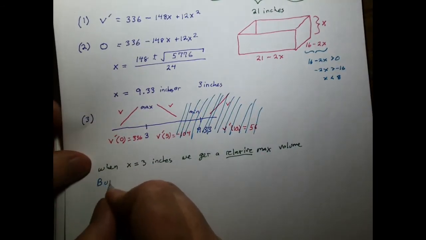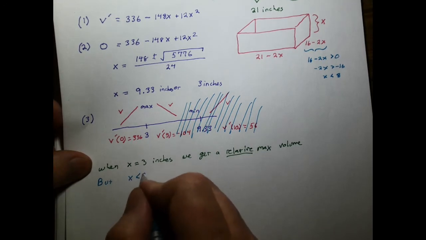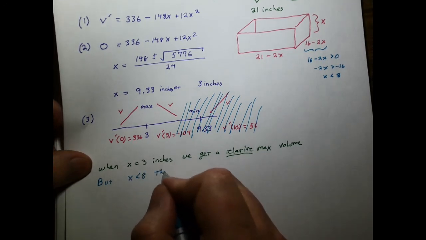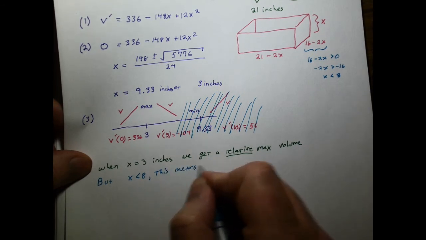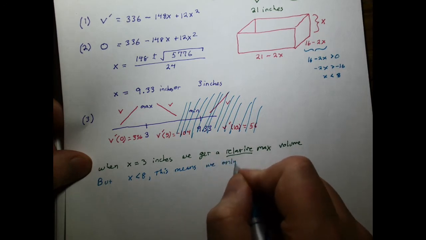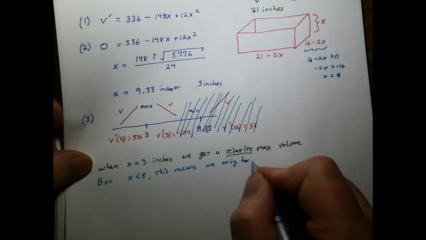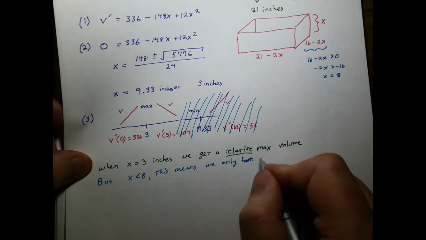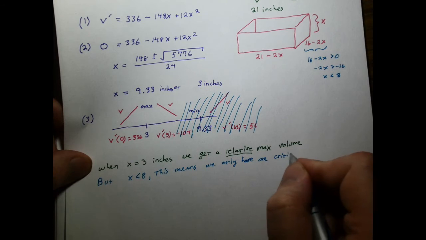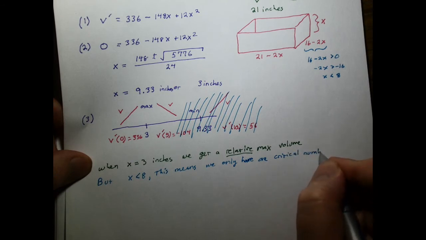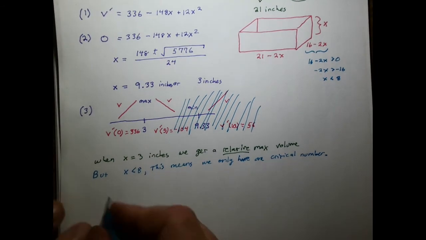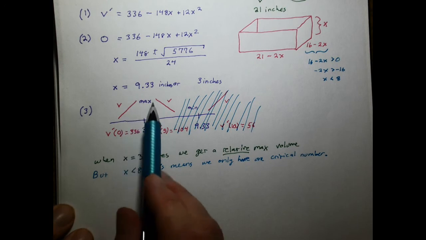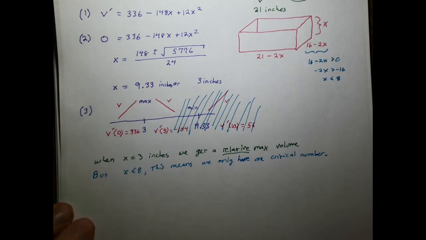Now this means, since x has to be less than 8, this means we only have one critical number. So only one number is actually getting tested. So this relative maximum actually is an absolute maximum.